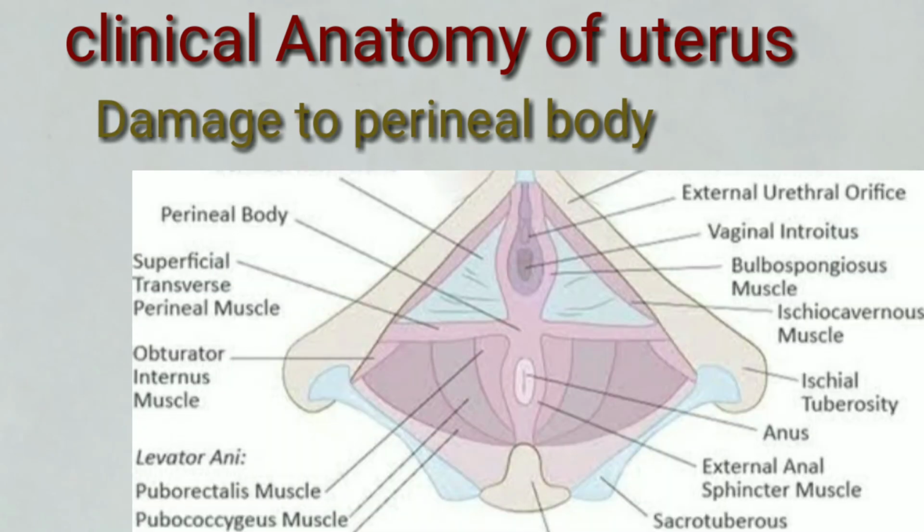Damage to the perineal body often leads to prolapse of the uterus and other pelvic organs. Here in the diagram you can see the perineal body is one of the chief supports of the pelvic organs.